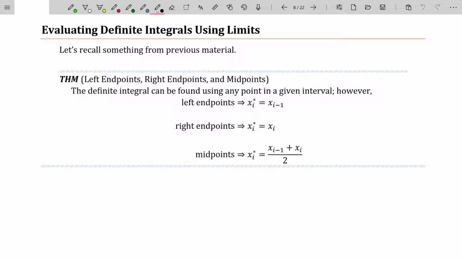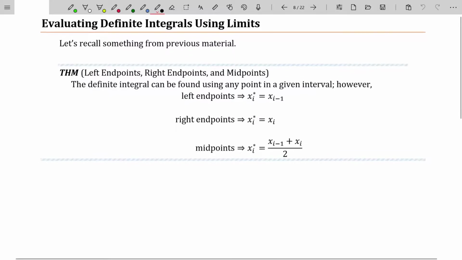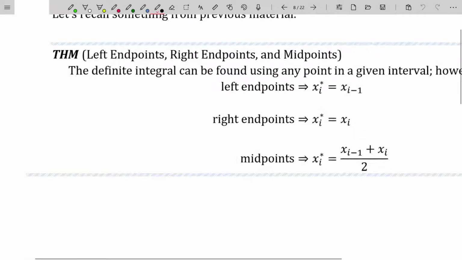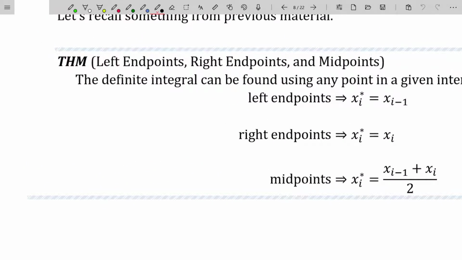So you should have watched my video at least on the definition of the definite integral because you're going to need that here. Before we go evaluating definite integrals using limits, we do want to recall what it means to use the left endpoint method versus the right endpoint method versus the midpoint method. Remember, you're given an ith interval. So we have an interval that goes from x sub i minus 1 to x sub i.